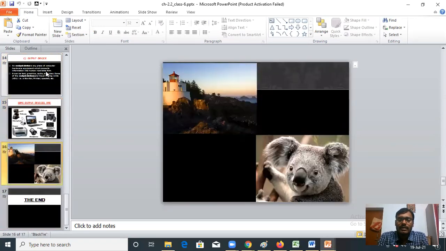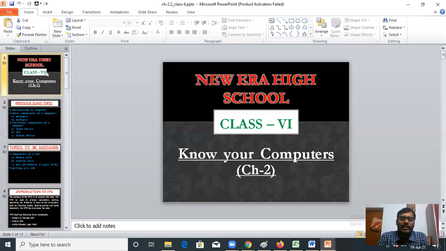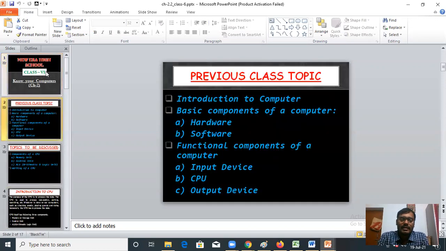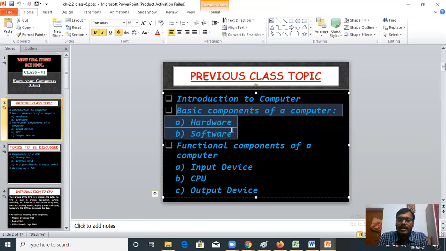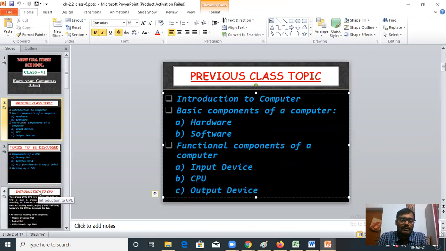So I hope you have understood the difference between all the functional components of a computer, and you have also understood the basic components of a computer. The basic components are hardware and software, while the functional components of a computer are input device, CPU, and output device. So I hope you have understood all the topics nicely.